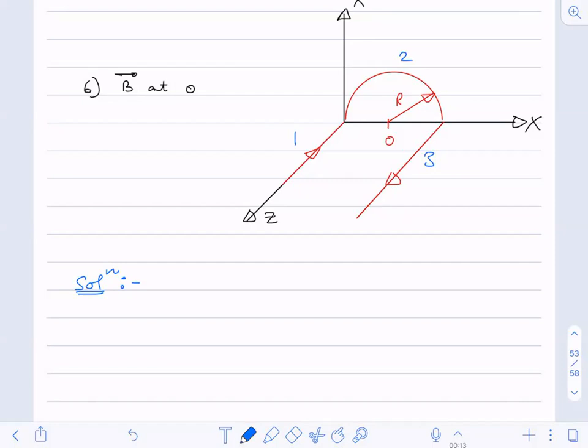Now, the magnetic field due to 1 and 3 will be in which direction? For that, just keep your pen in the direction of the first wire, such that the tip points towards the direction of current. This is the direction of current I have shown you.